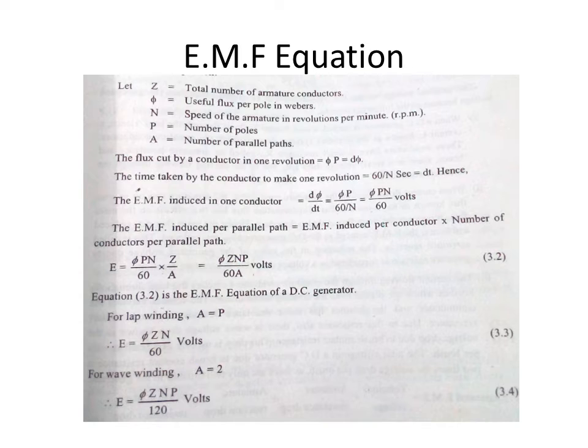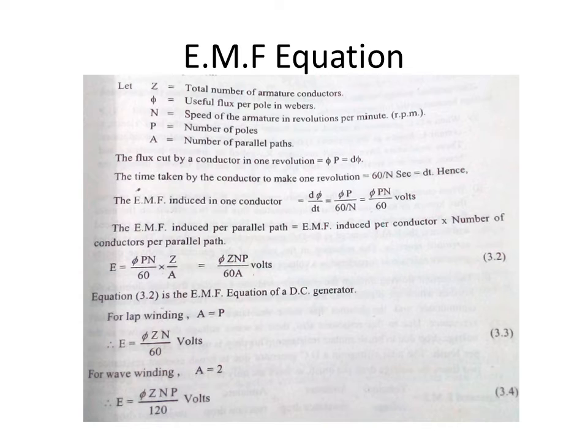So EMF induced per parallel path is equal to EMF induced per conductor times the number of conductors per parallel path. If you write the EMF induced per parallel path, then you need to multiply the EMF induced in a single conductor by the number of conductors per parallel path. So φPN/60 into the number of conductors per parallel path. Z is the total number of conductors, divided by the number of parallel paths.